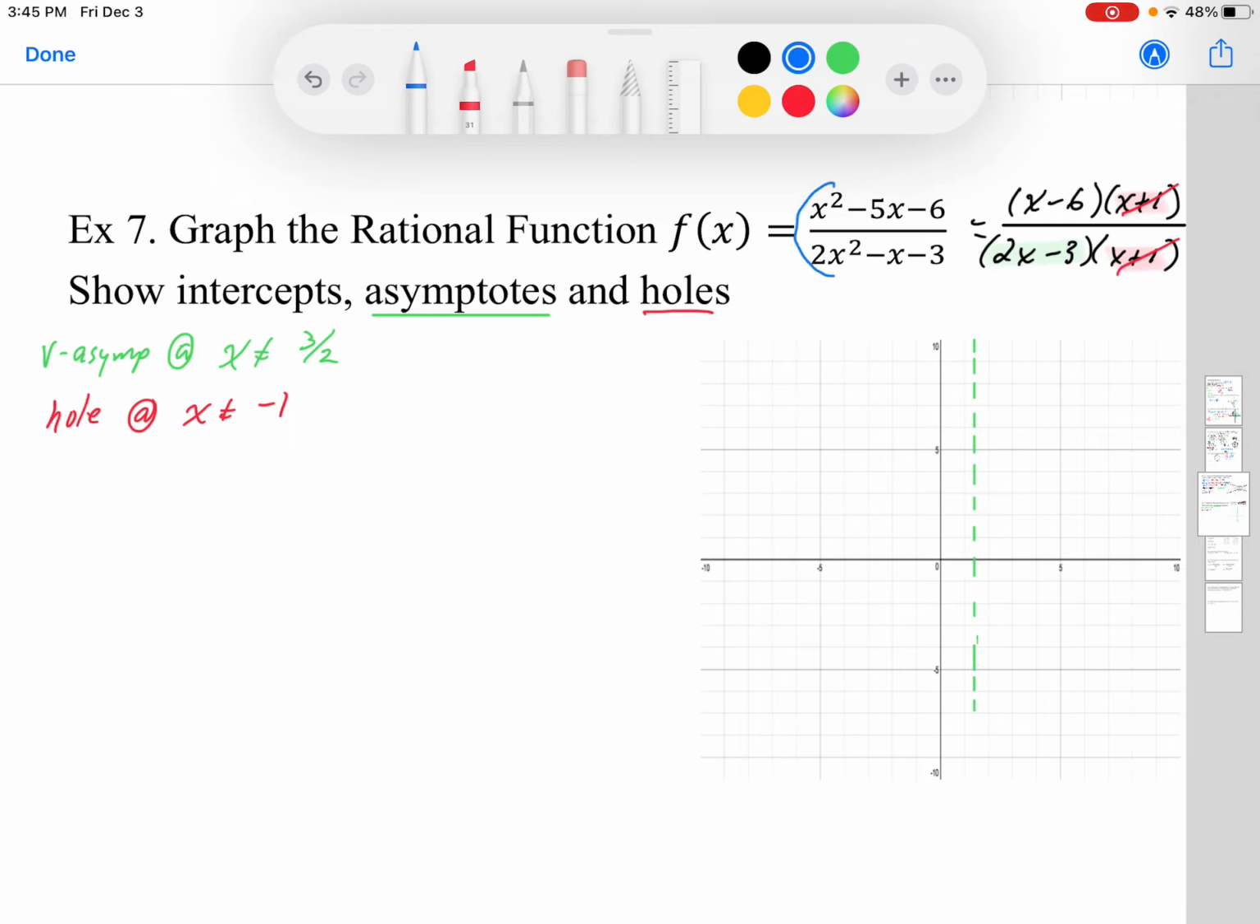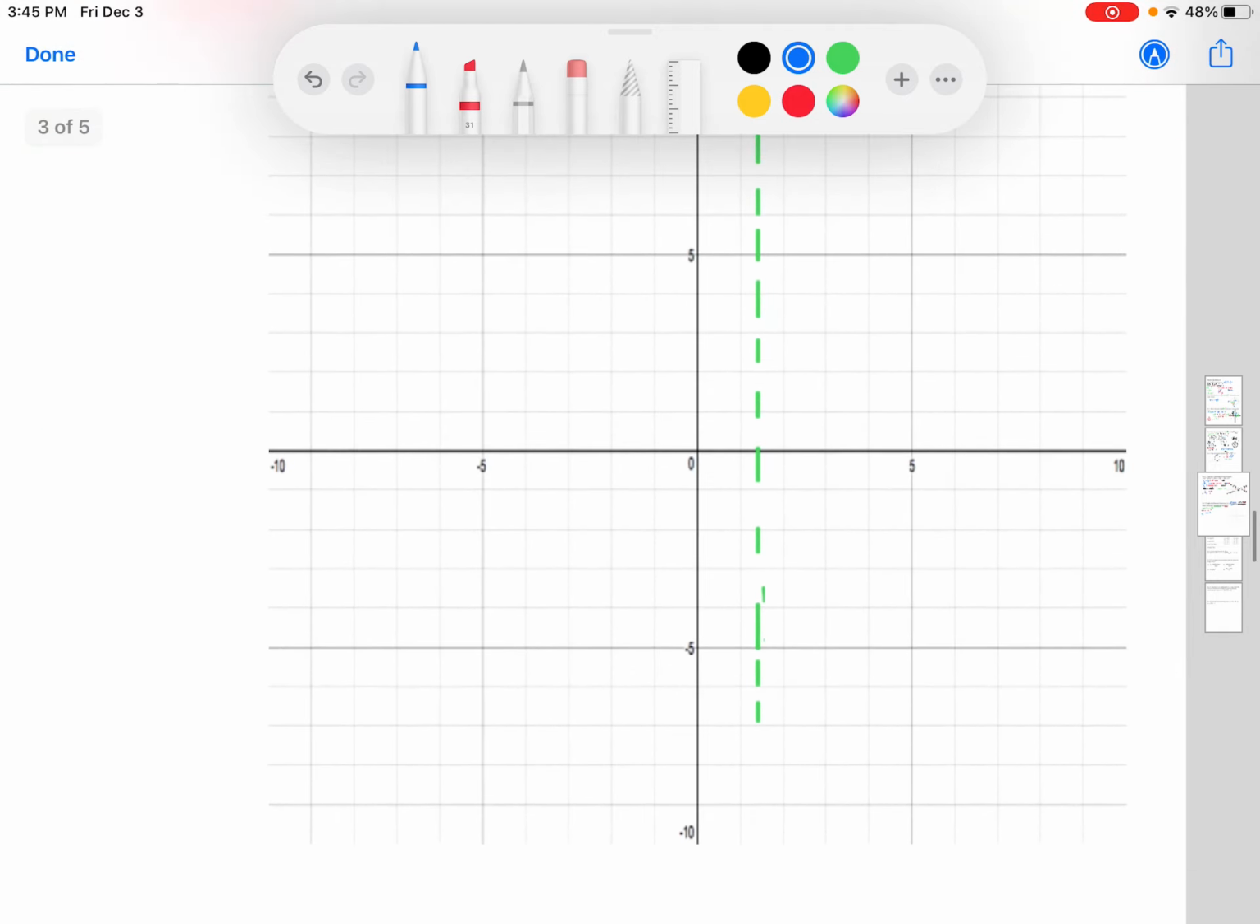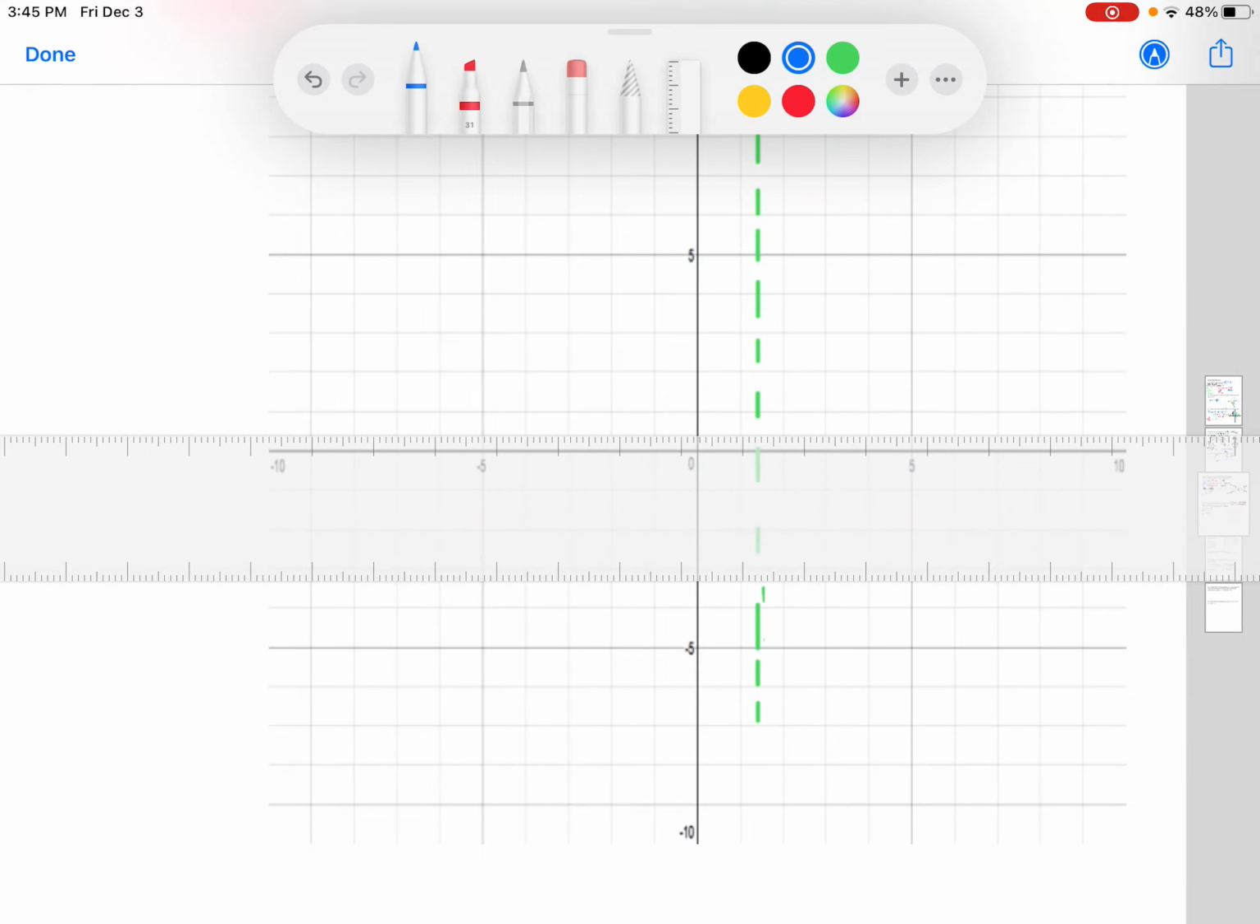The horizontal asymptotes are found as endpoint behavior. So what happens to the largest powers as x gets really, really big? Well, these parts become insignificantly small compared to x squared and 2x squared. I end up with a ratio of 1 over 2. So we write it formally like this: the limit as x gets really large, f of x tends towards positive 1/2. And that is my horizontal asymptote. So I'm going to draw in my horizontal asymptote here at positive 1/2.